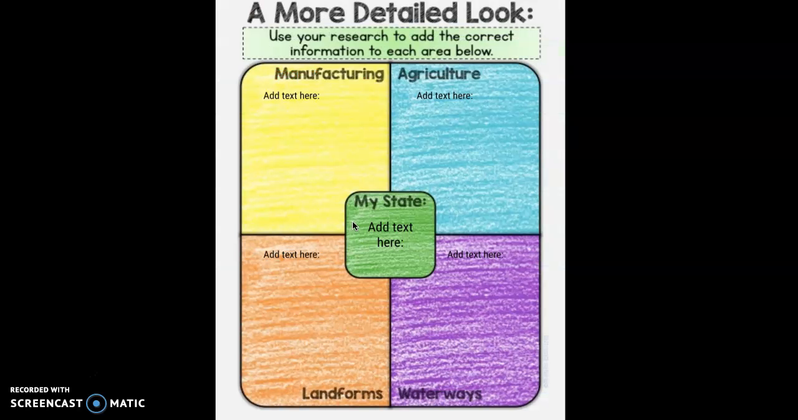Then you'll be taking your notes and you'll be paraphrasing them and putting them into this slide. So you'll do notes and then paraphrase on manufacturing, agriculture, landforms, and waterways. So remember, your driving question is going to be, what is manufacturing like in, I'm doing Iowa, so in Iowa.